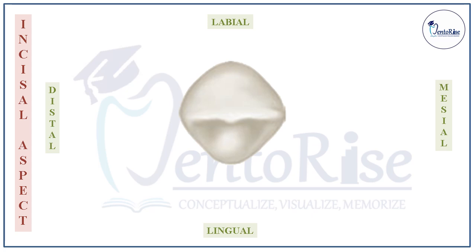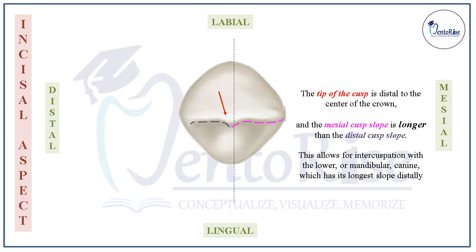If we look at the tip of the cusp and slopes of the cusp, we have already discussed that the mesial slope is longer than the distal slope. Also, the tip of the cusp is distal to the center of the crown, as you can see in the figure. Both these features allow for intercuspation of primary maxillary canine with that of the primary mandibular canine, which has its longest slope distally.